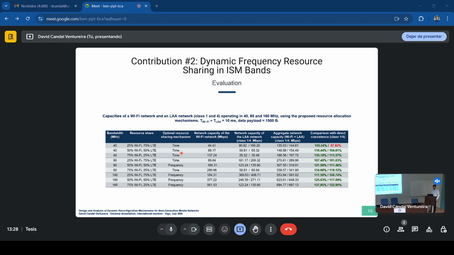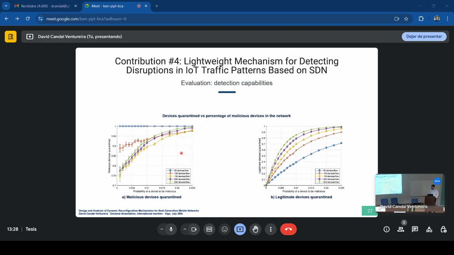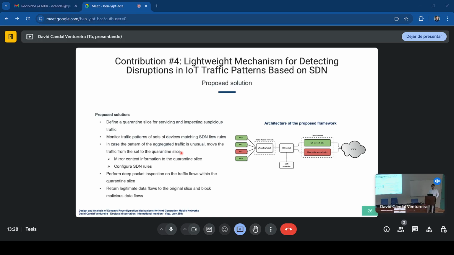Chapter 6, so the lightweight mechanism for detecting IoT traffic patterns. Right, so in this approach, effectively what you're doing, you're detecting the statistics of the malicious traffic. That's part of your detection capability. Trying to see how it deviates from the expected.